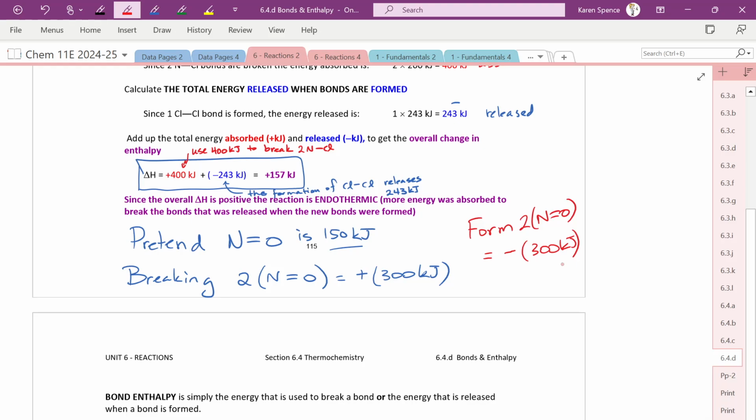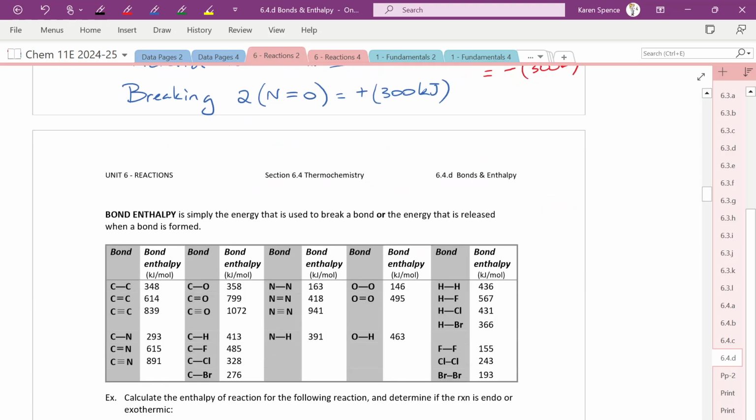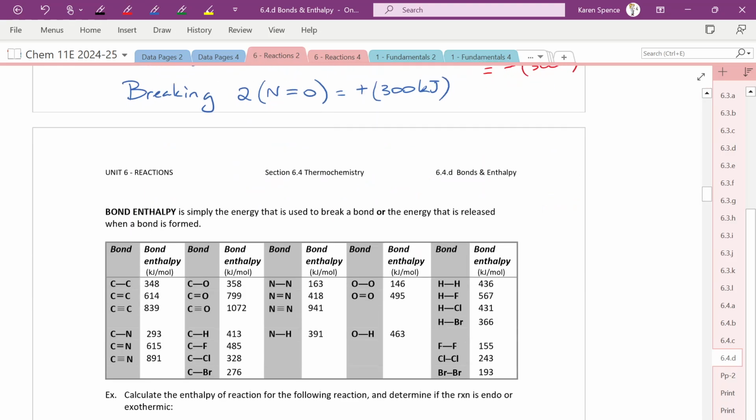I'm not going to give you questions from here today. What I would like you to do is make sure you've finished 6.4b and 6.4c, and we'll finish this off tomorrow. Okay? So your homework: finish 6.4b and 6.4c.